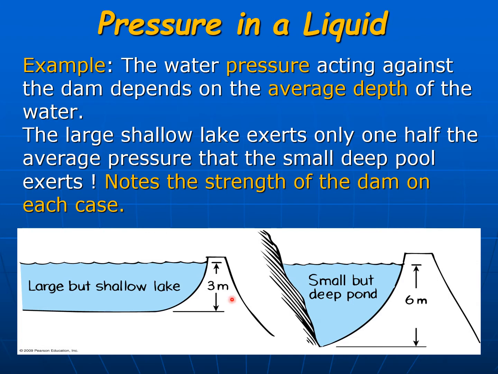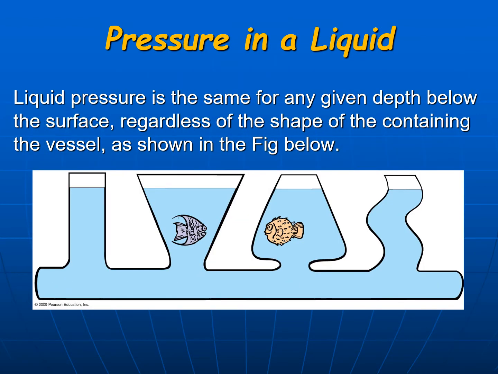Notice the thickness of the dam in both cases. This one is much wider than this one because it needs to withstand a high pressure, and in this one the pressure is small. So this dam needs to be stronger than this one. In conclusion, liquid pressure is the same for any given depth, regardless of the shape of the container. So the pressure at the same depth will be the same, regardless of the shape of the vessels containing the water.